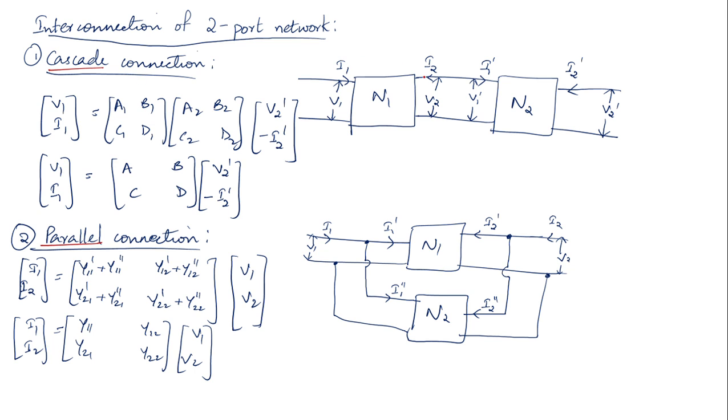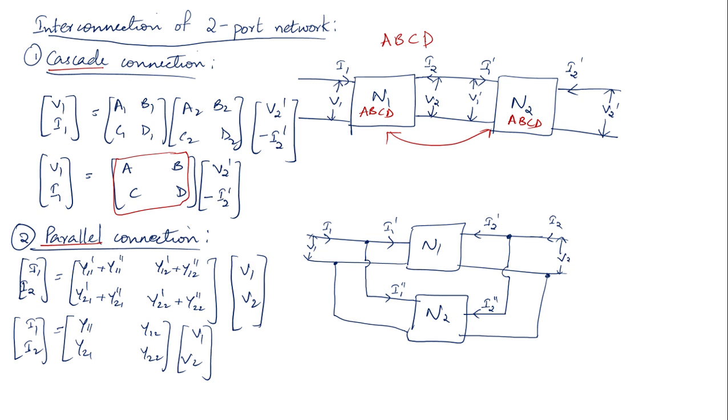Okay, now moving on to the cascade connection. In the cascade connection, you are having one network, and then the next network will be coming right after the previous network. You can find out an easy method to find out the ABCD parameters or the transmission parameters of cascade networks. The relationship is that you can find out the ABCD parameter of the network 1, and then you can find out the ABCD parameter of the network 2. You multiply these two parameters and you will be getting the ABCD parameters of the whole network.